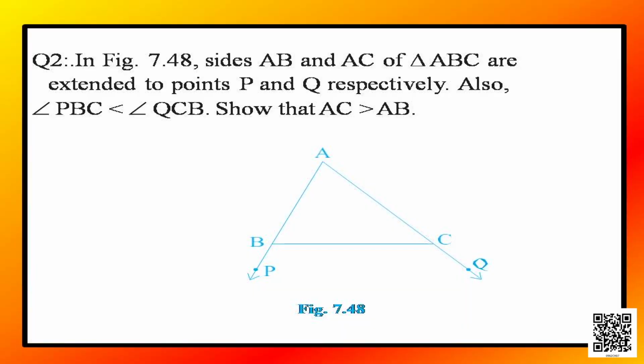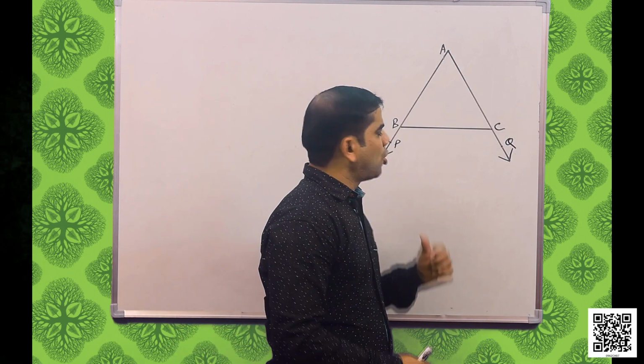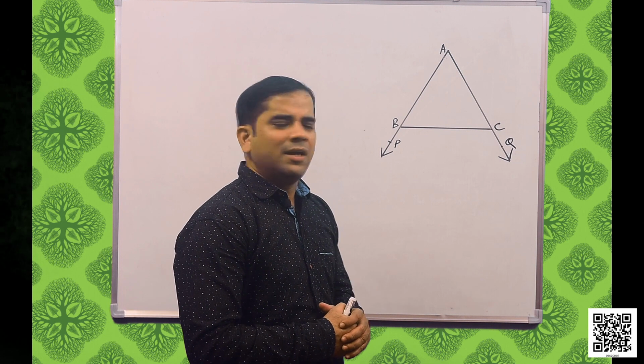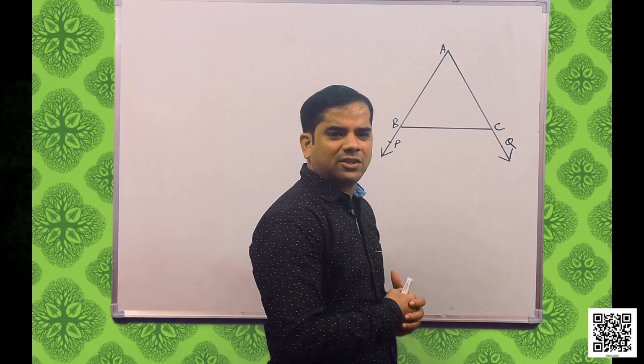Students, let us now discuss question number 2. It says, in figure, sides AB and AC of triangle ABC are extended to points P and Q respectively. Also, angle PBC is less than angle QCB, so that AC is greater than AB. The diagram is given in your book. So, to go for the solution, let me draw the diagram first, then we will proceed. Okay? Students, I have drawn the diagram on the board. Just concentrate and let us discuss the solution.